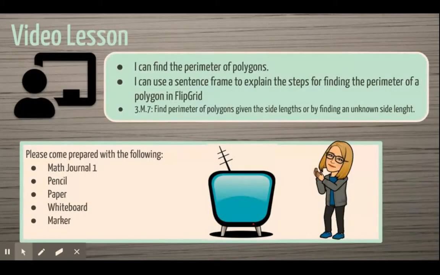So your objective for today is: I can find the perimeter of polygons, and I can use a sentence frame to explain the steps for finding the perimeter of a polygon in a Flipgrid.